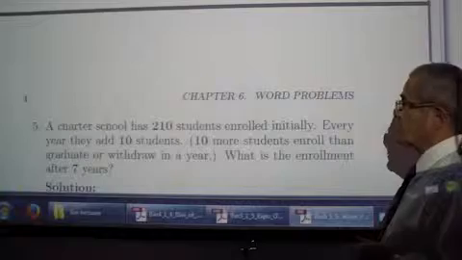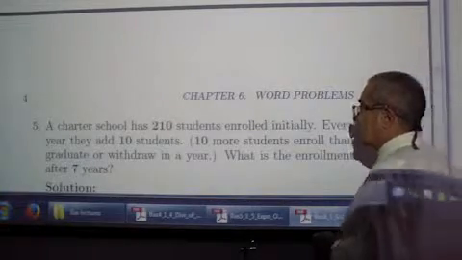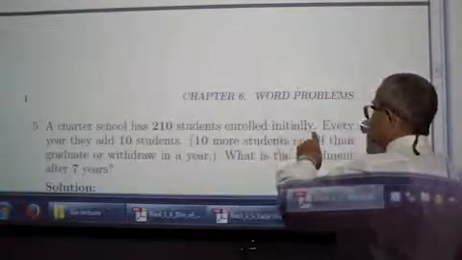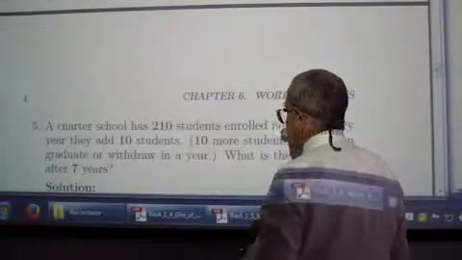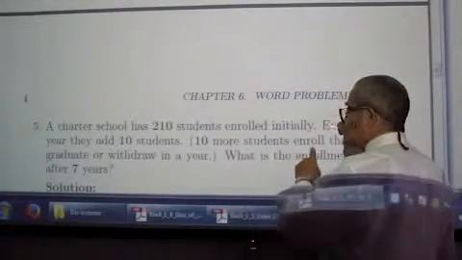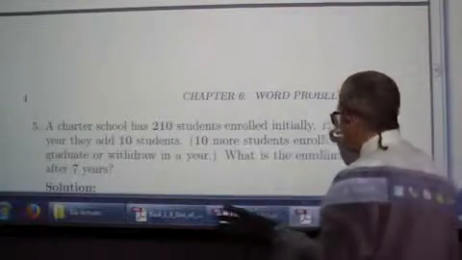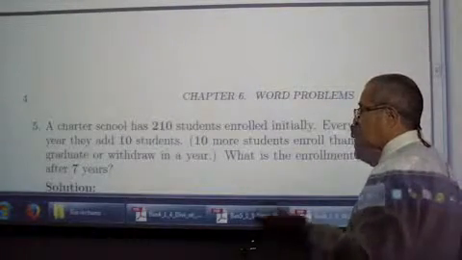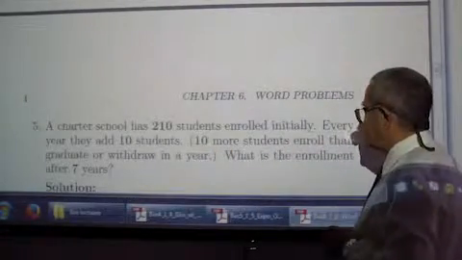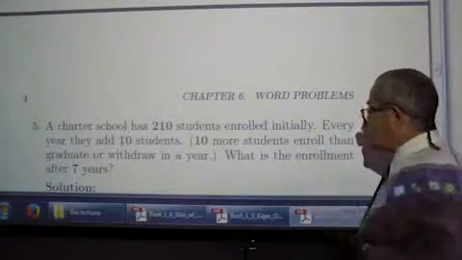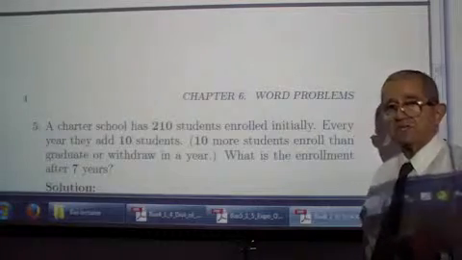So let's attack this one. A charter school has 210 students enrolled initially. Every year they add 10 students, so they get 10 students more every year. Never mind how many graduate or how many withdraw, it is exactly 10 more than what they had in the previous year. What will the enrollment be after 7 years?